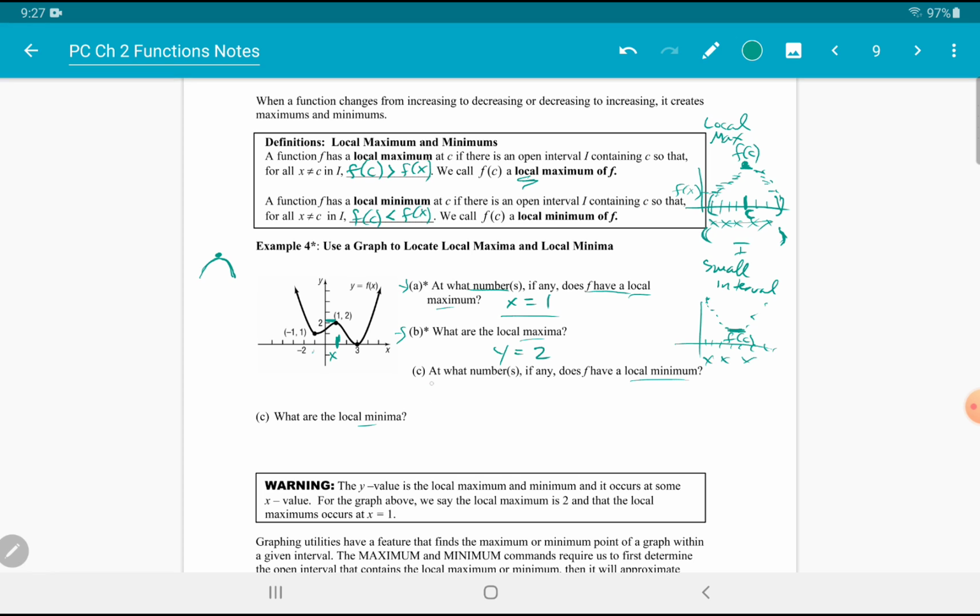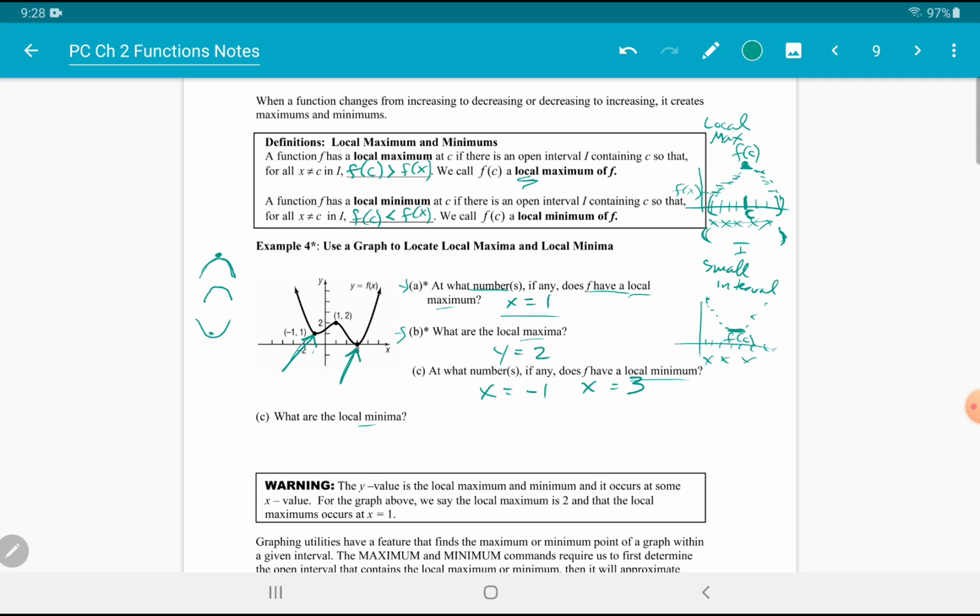Likewise for C, at what number does f have a local minimum? If we look at our graph, just like maximums were hills or humps, for minimums we're looking for that lowest point, like a dip. So we want to find that lowest point, and if we take a look here, it actually occurs twice. We can see a local minimum occurring here and another local minimum occurring here. So at what numbers does this occur? It occurs when x is -1 and also when x is 3.